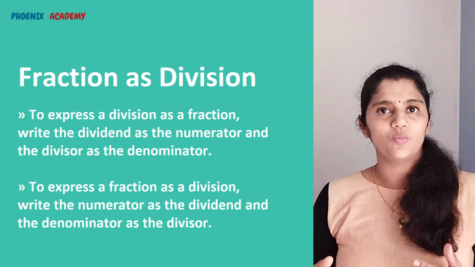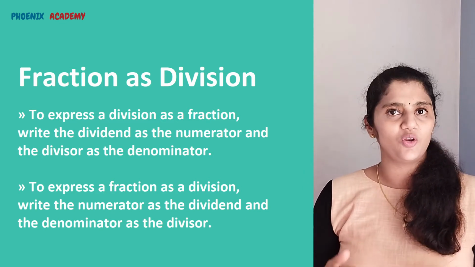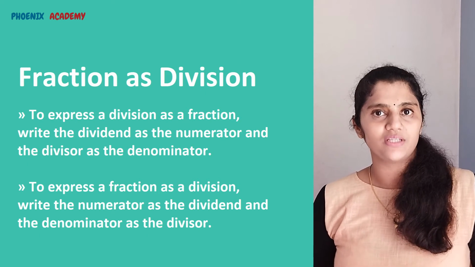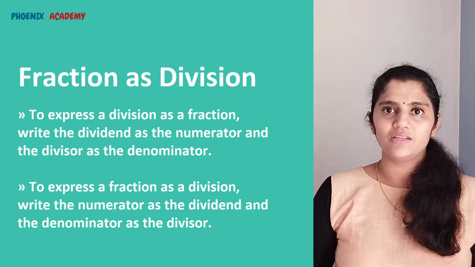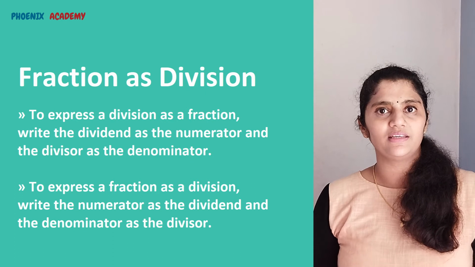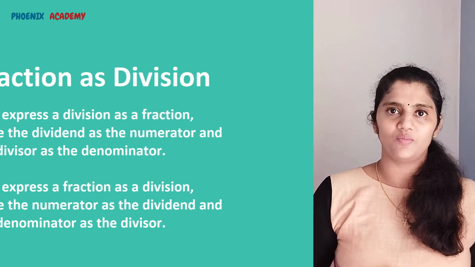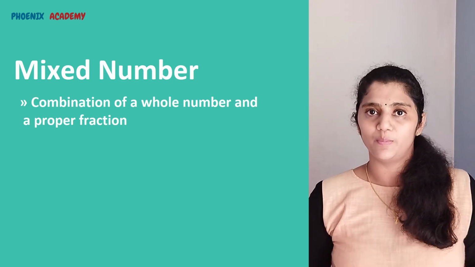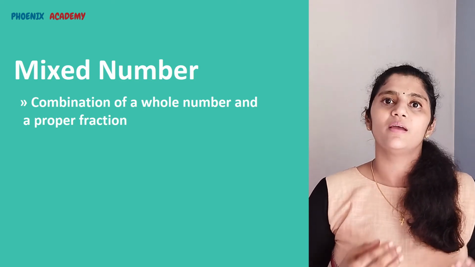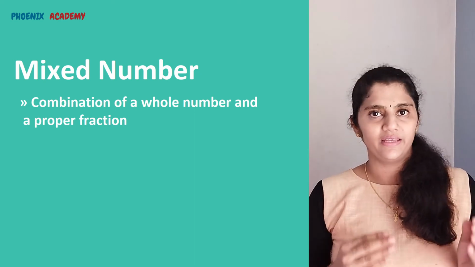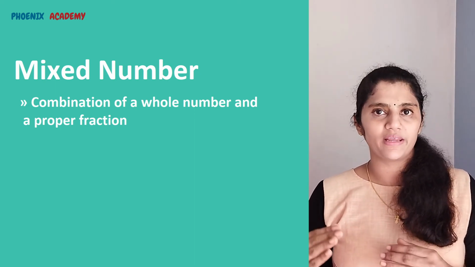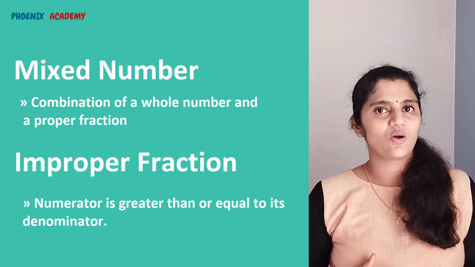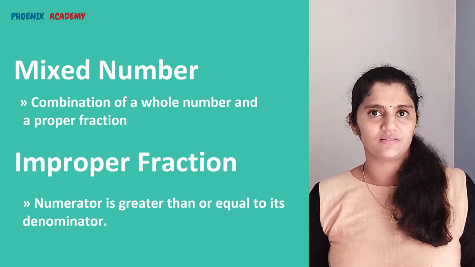We write the numerator as the dividend and denominator as the divisor. And to express a division as a fraction, we write dividend as the numerator and divisor as denominator. A combination of a whole number and a proper fraction is called a mixed number. In a fraction, if the numerator is greater than or equal to its denominator, it is called improper fraction.